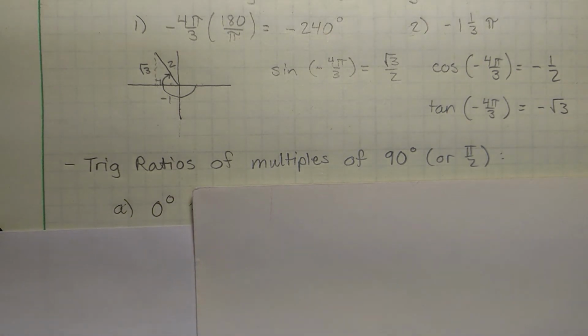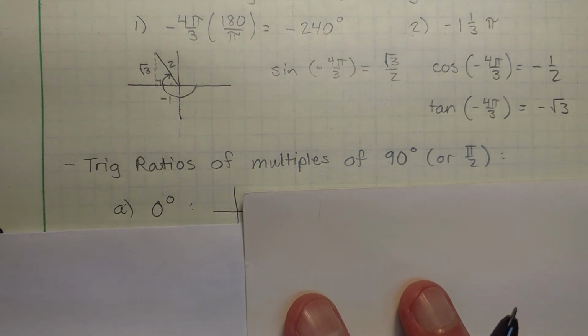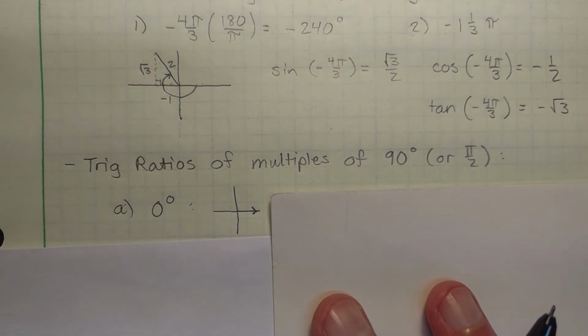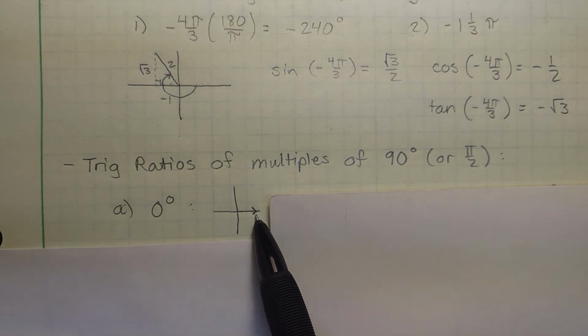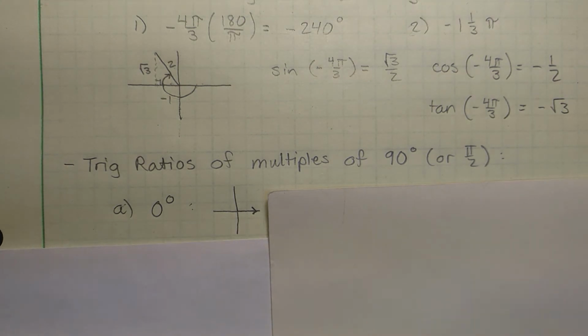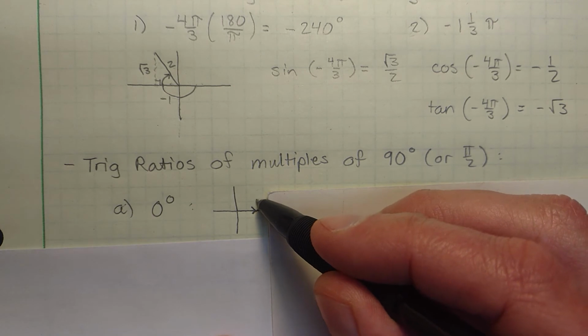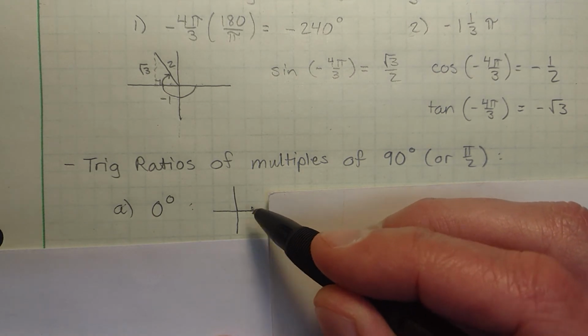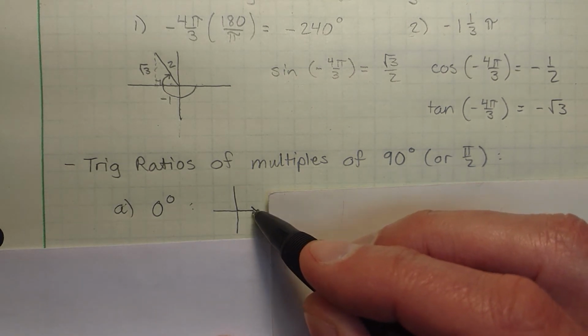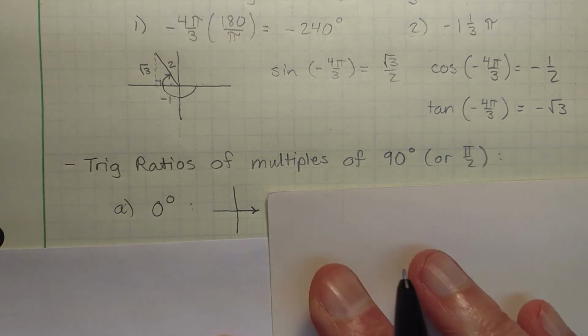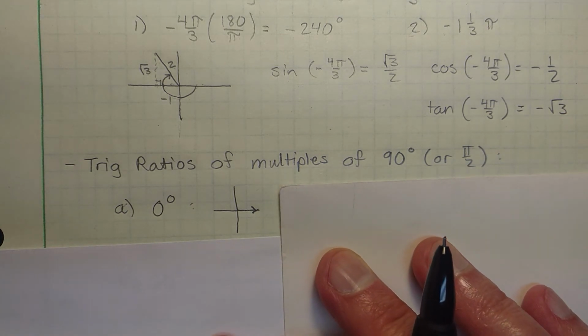So let's consider first 0 degrees or 0 radians. It's the same thing. If I'm at 0 degrees, I'm right there on the positive x-axis. Well, I don't really have a triangle. But if you want to think about it, I've got no opposite side, and my adjacent side and my hypotenuse are the same. So thinking of it that way, I can calculate these.